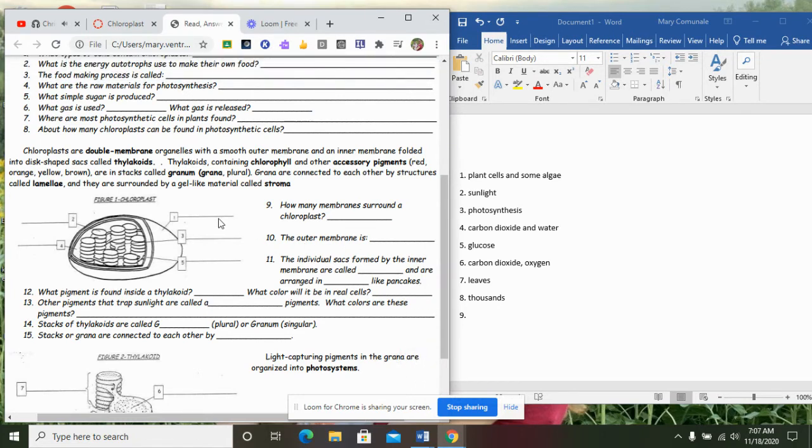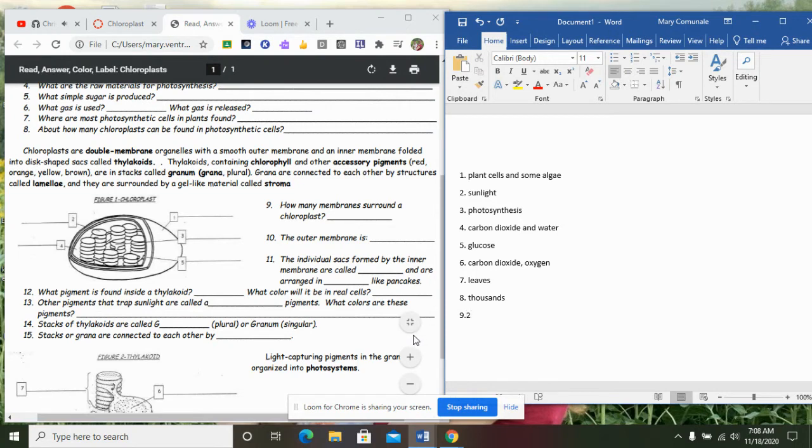How many membranes surround the chloroplast? Chloroplasts are double membrane organelles. So if it's a double membrane, that means it has two. The outer membrane is what? With a smooth outer membrane, so it's smooth. Individual sacs formed by the inner membrane are called blank and are arranged in blank-like pancakes. And an inner membrane folded into disc-shaped sacs called thylakoids. So they're called thylakoids.